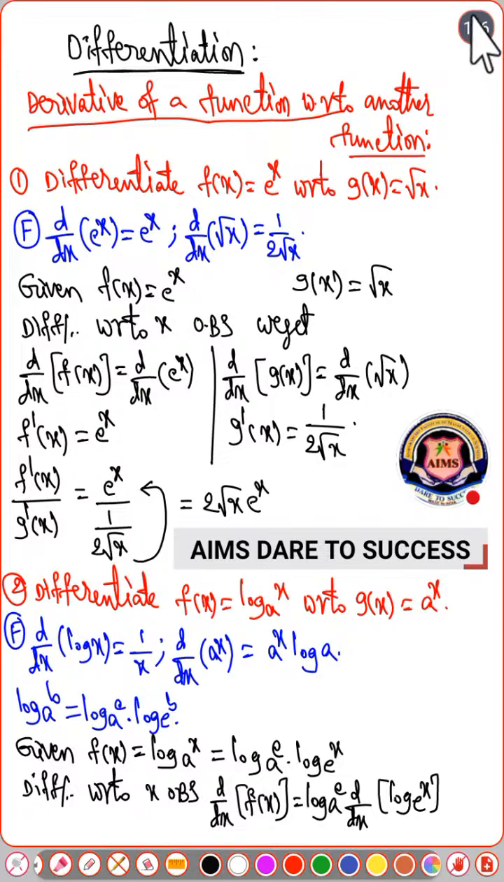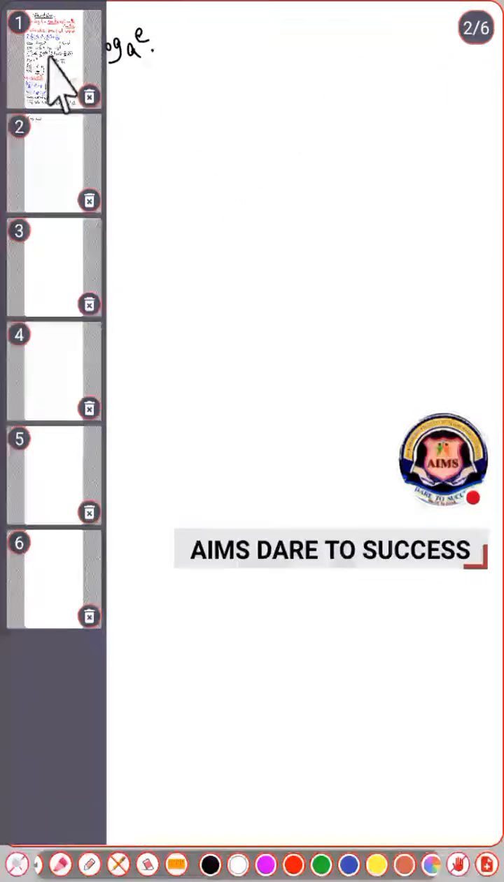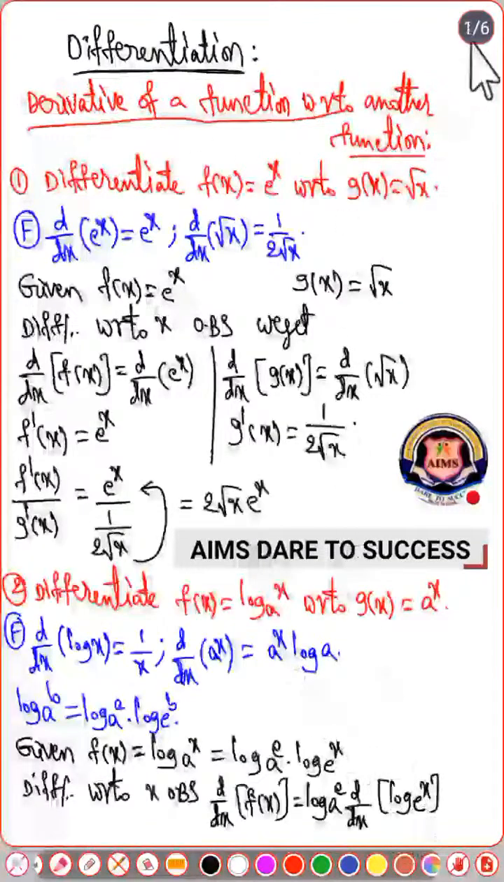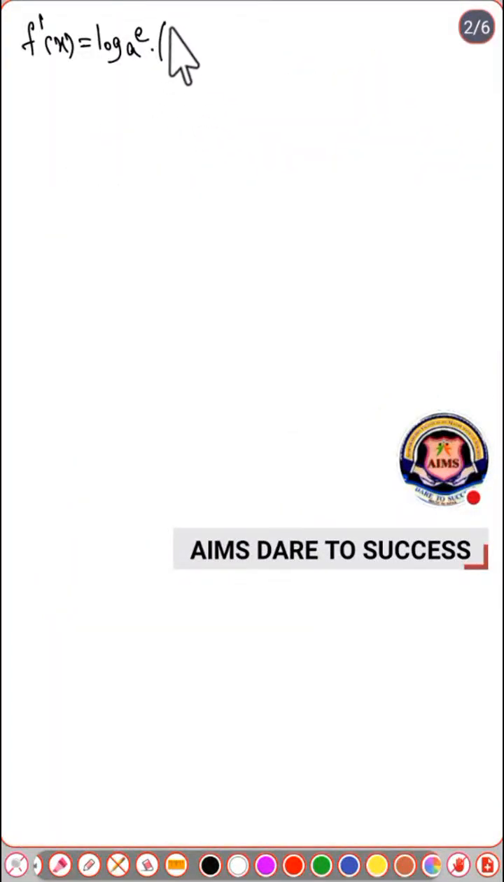Now I can take one more page. d by dx of f of x is f dash of x, which is equal to log a base e, which will be the same. Here d by dx of log x and d by dx of log x base e, both are same. Derivative of log x is 1 by x. So this value is complete.